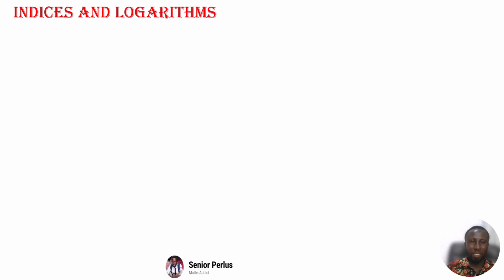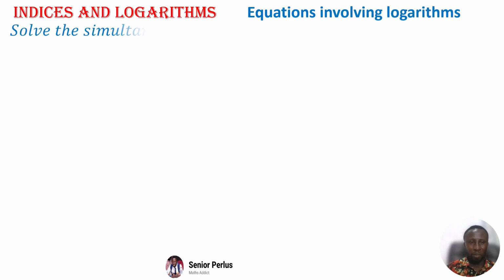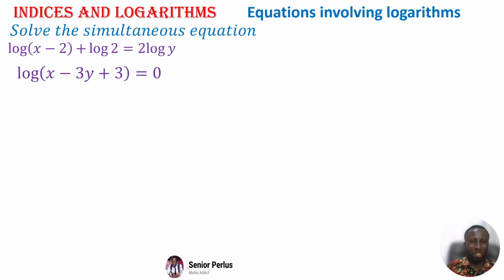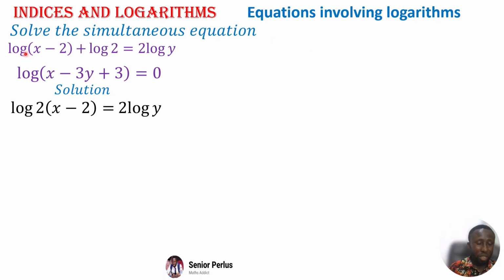Indices and logarithm. Equation involving logarithm. Solve the simultaneous equation. So now you're going to solve a simultaneous equation. I'll just pick this one first. Just use the power rule for the log. And remember, I said that when the base is not given, it's base 10. So log and log is here. These two just multiply using the power rule.